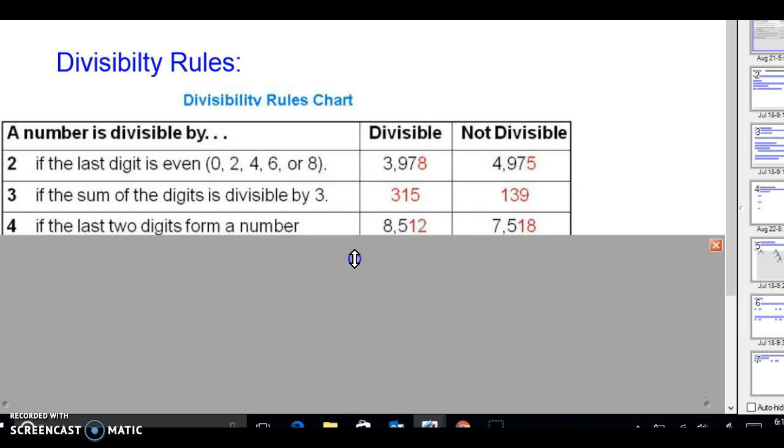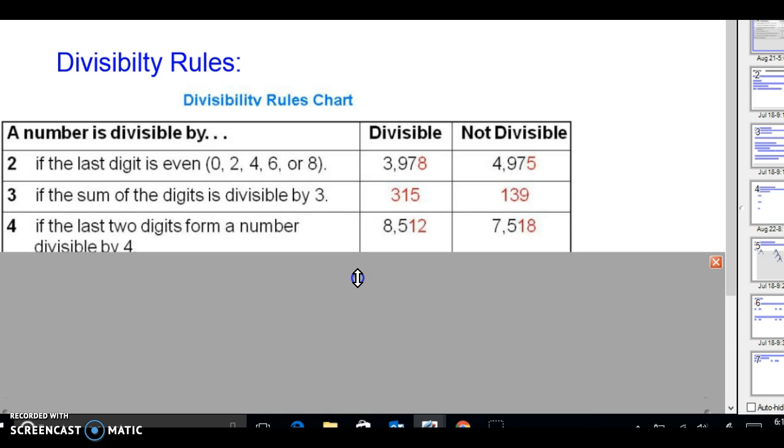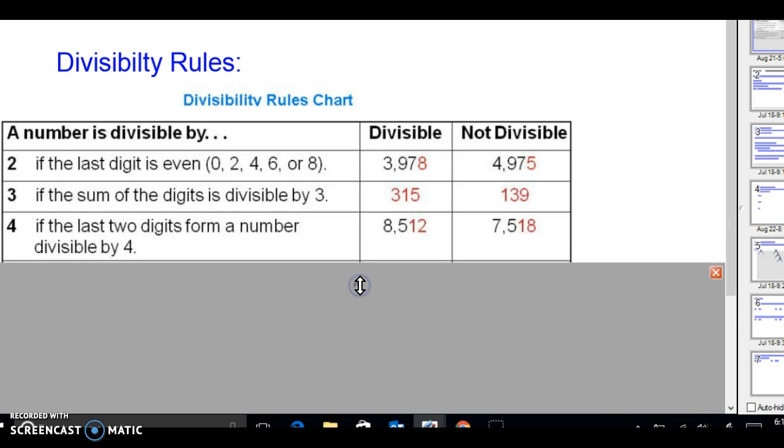Moving on to our rule for number 4. If the last two digits form a number divisible by 4, then the number is divisible by 4. So for this one, you're not adding up the last two digits, you're just looking at the last two digits. So in 8,512, 12 is divisible by 4. Therefore, the whole number 8,512 is divisible by 4.